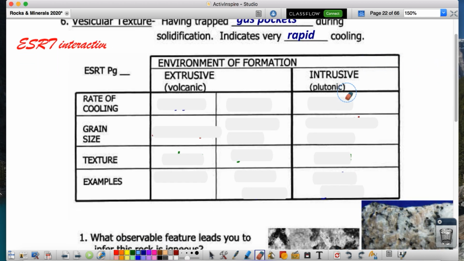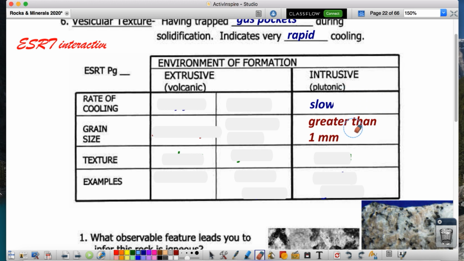I'm going to start at the right. Intrusive rocks form inside the earth. Therefore, the rate of cooling is slow. Because of that, the grain size would be what? What would be the grain size? Please write it down. Use the numbers from the ESRT. And the answer is the grain size would be greater than 1 millimeter. If you said 1 to 10, I would accept that too.